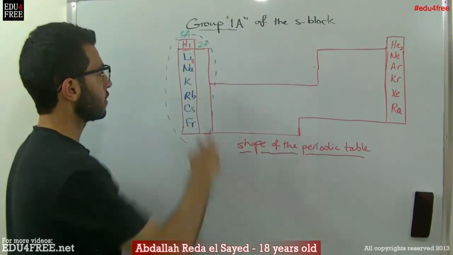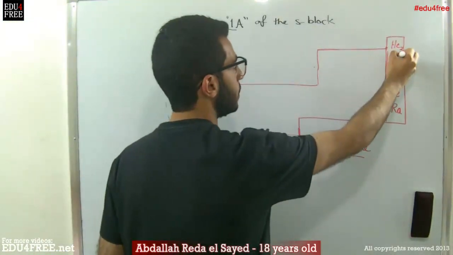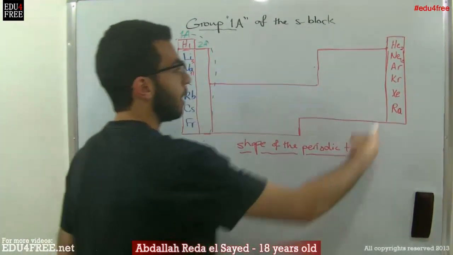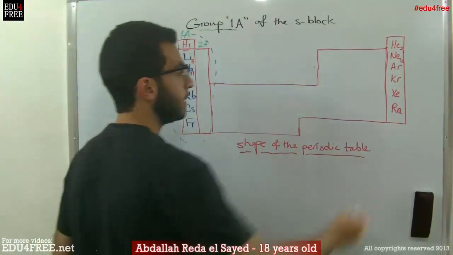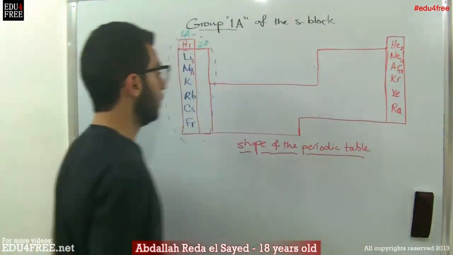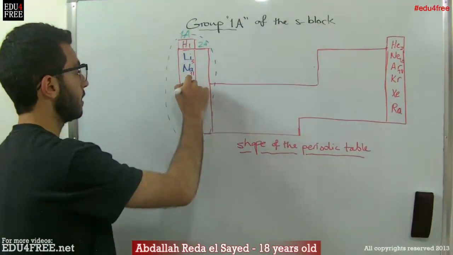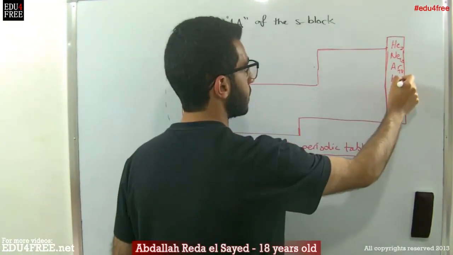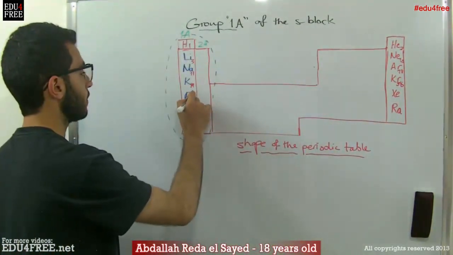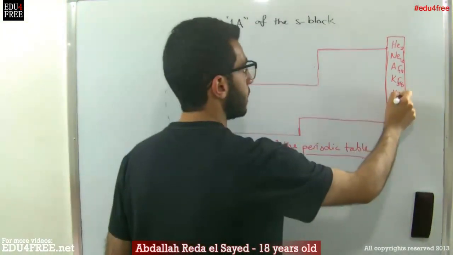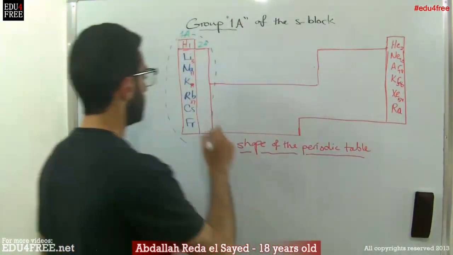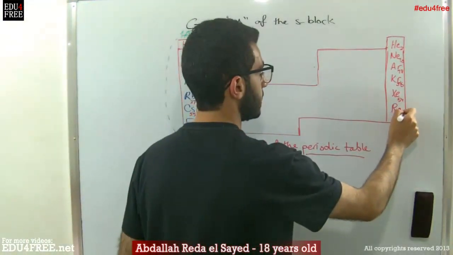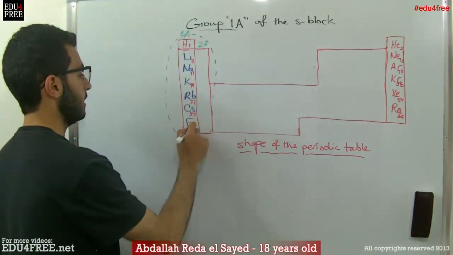And so is sodium. Sodium is the next one after neon. So neon has 10 electrons, then sodium will have 11. Argon has 18 electrons, so accordingly, potassium will have 19. And so on. Krypton 36, then rubidium is 37, xenon is 54, then cesium is 55, and finally radon is 86, then francium is 87, and so on.